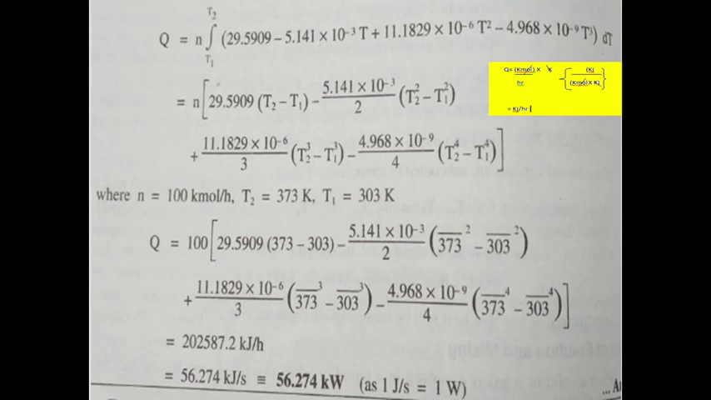Okay. How does it come as kilojoule per hour? So what is the unit conversion here? Refer to the yellow color box on the right side. Capital Q is equal to N, unit kilomole per hour, delta T unit Kelvin, Cp unit kilojoule per kilomole Kelvin. Kilomoles are cancelled, Kelvins are cancelled. Finally we get kilojoule per hour. Are you clear or not?